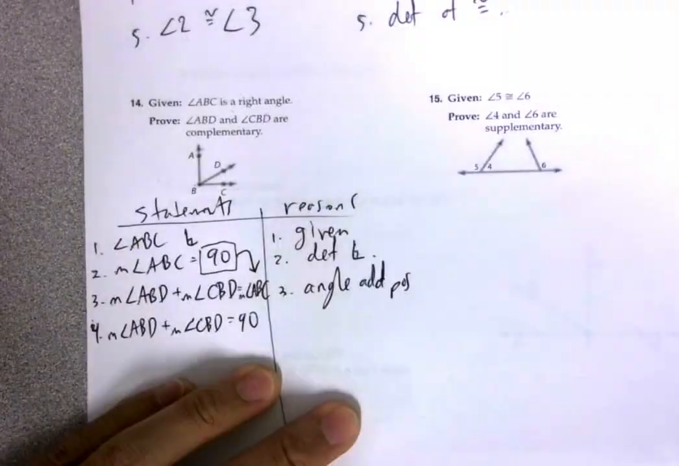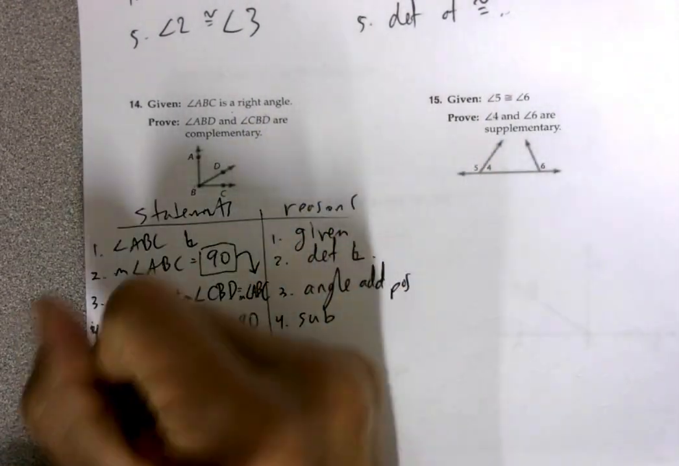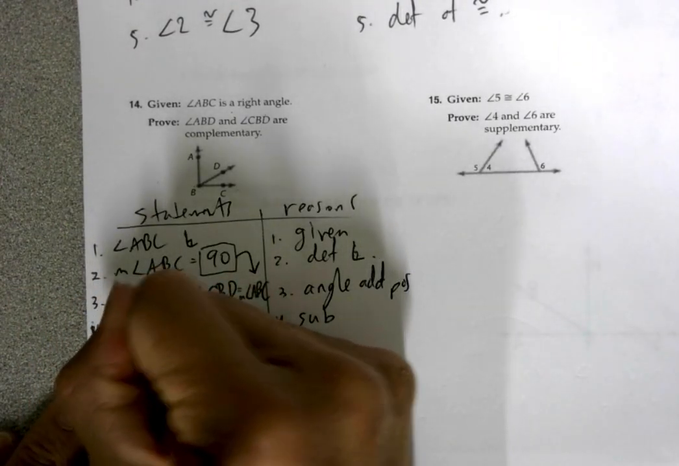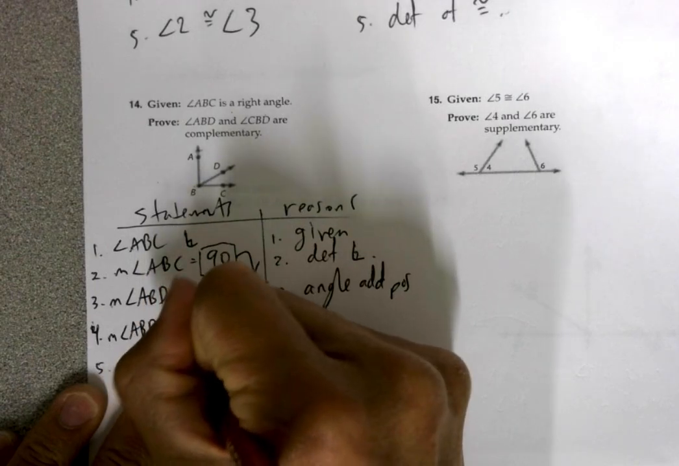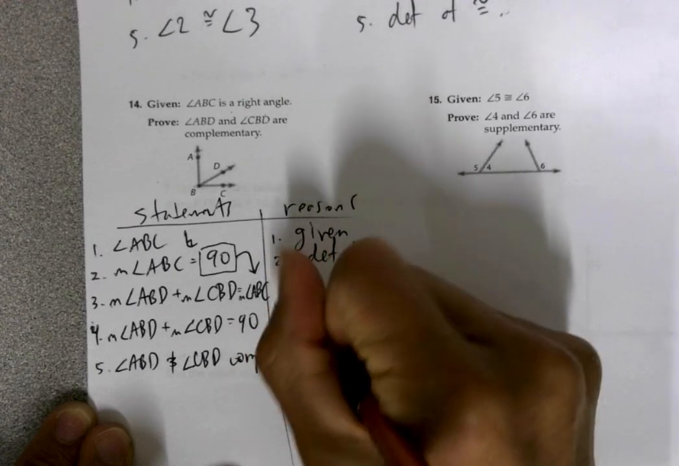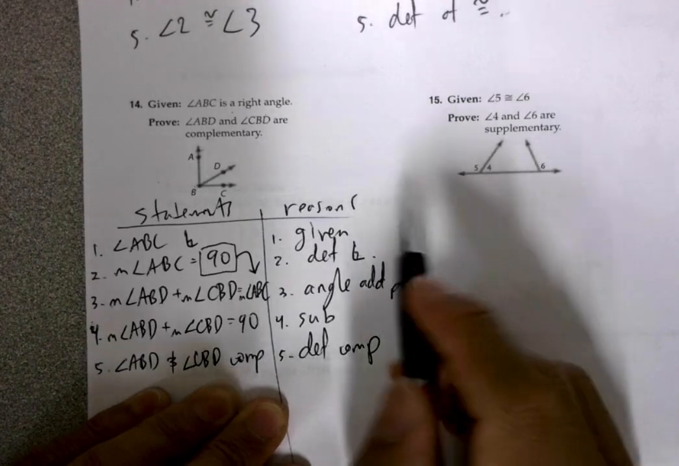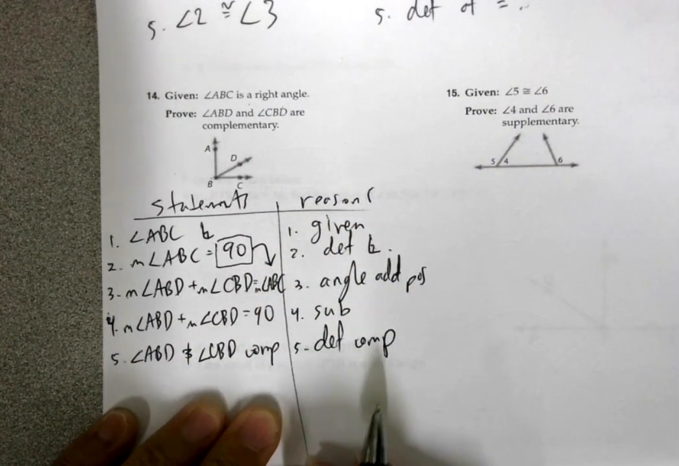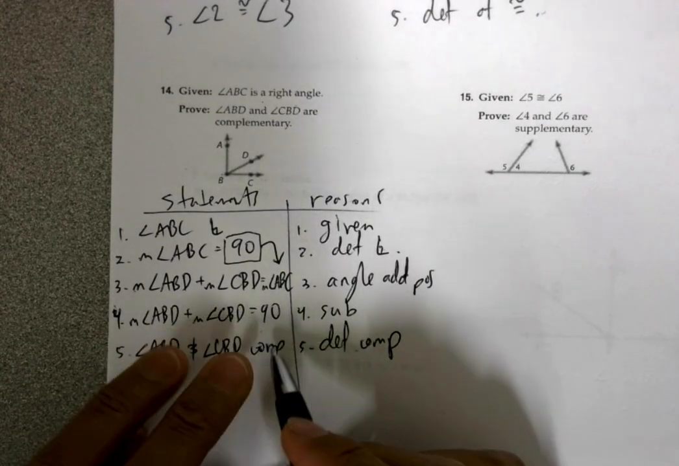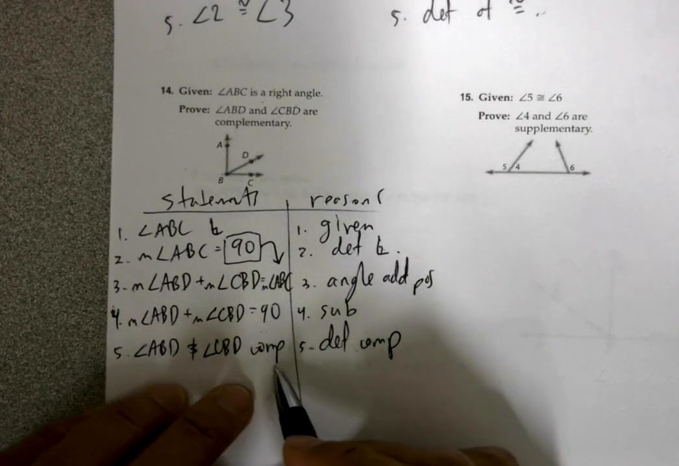So I'm going to go over here and say 4 is substitution. And then 5, we're going from equation to statement. And the statement is angle ABD and angle CBD are complementary. The reason is definition of complementary angles. I'm writing this short because I'm in a rush, and also I don't have space. So, anyways, the definition of complementary angles lets us go from equation to statement. It also lets us go from statement to equation, but in this case, we're going from equation to statement.